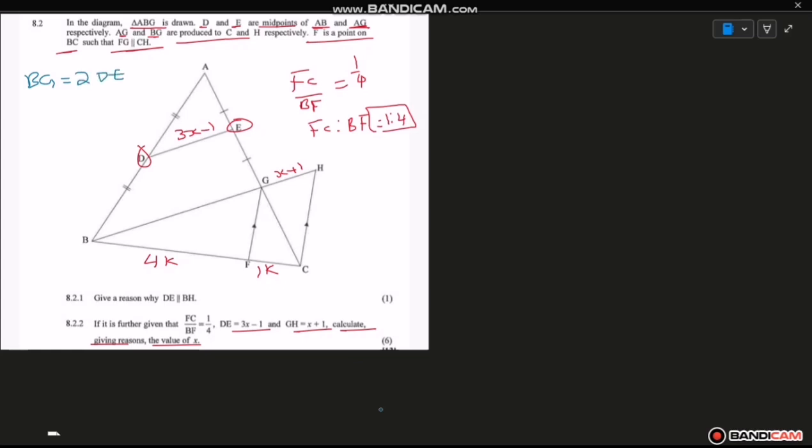We have the value of DE, so 2 times 3x minus 1. Then we expand it: 2 times 3x, and 2 times minus 1. We're going to have 6x minus 2. It means that the value of BG is 6x minus 2, by the midpoint theorem. But show that calculation so that your teacher, or the person marking your script or paper, can see it. Then they want us to find the value of x.